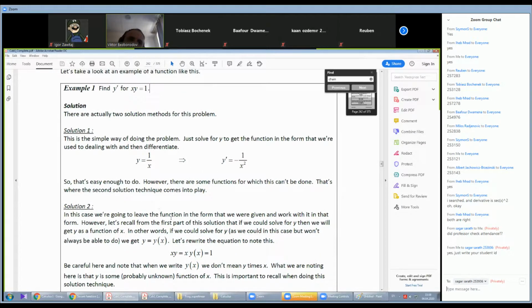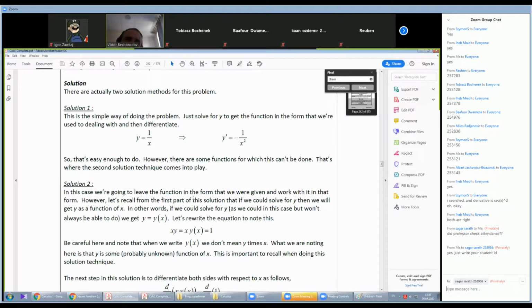But now, just for didactic purposes, imagine that we cannot do this. We will see in a moment examples where we really cannot do this. Here we can write this as a product of two functions, so xy equals 1. Imagine, x is a function of x, so it's an identity function, and y is a function of x.